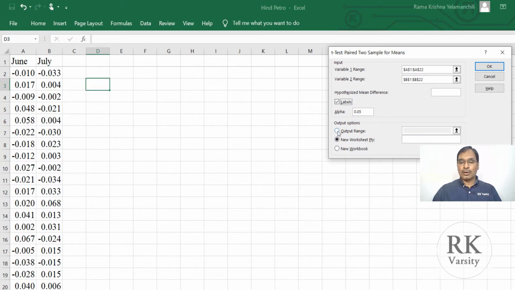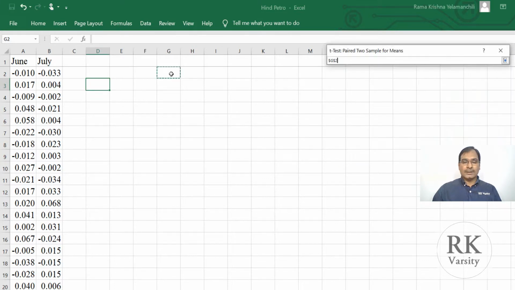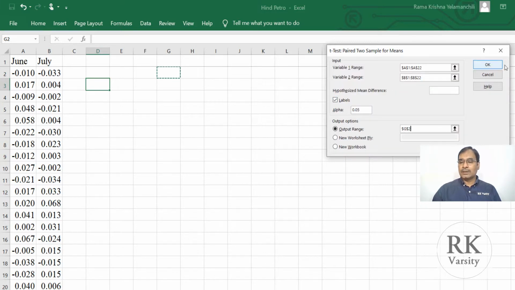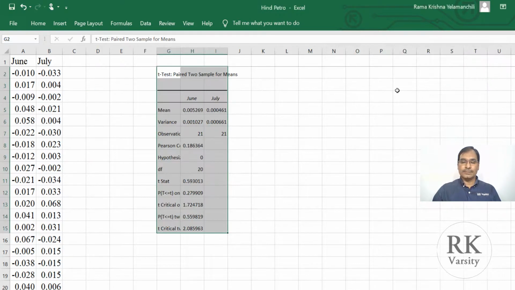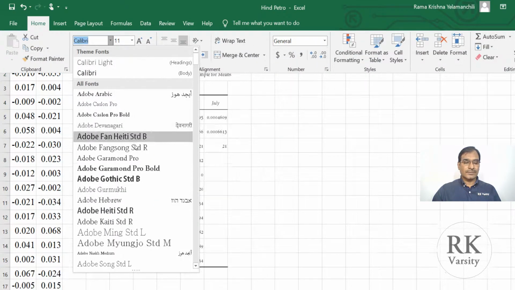Now click on Output Range. Then click the up arrow, select the cell, then click the down arrow. Now click OK. So here is the result of the paired sample t-test. We just format this one.